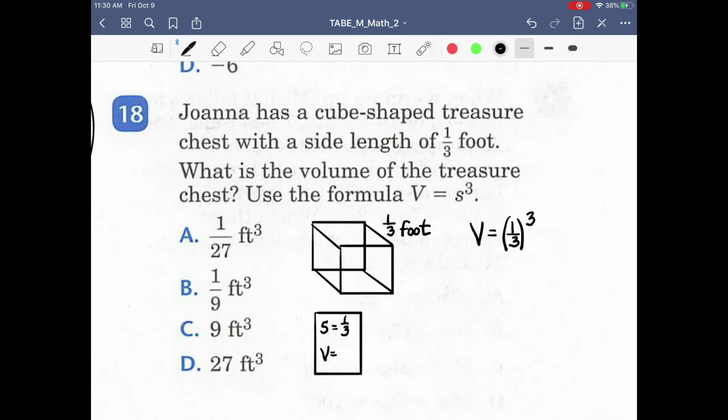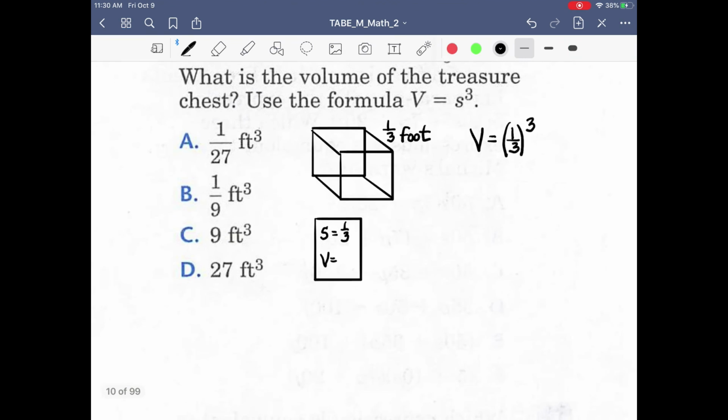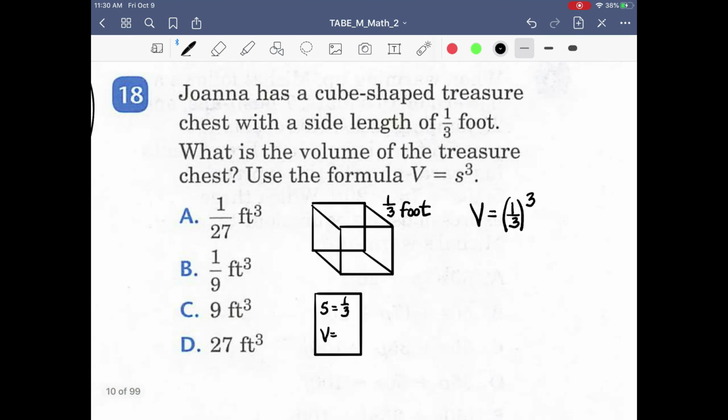Now, for those of you using the Casio, I am going to show you the calculator buttons down here in just a second. But here's how to do this longhand. What this means is 1/3 times 1/3 times 1/3. 1 times 1 times 1 is 1. 3 times 3 times 3 is 27. So the volume of this cube is 1/27 cubic feet. The answer is A.